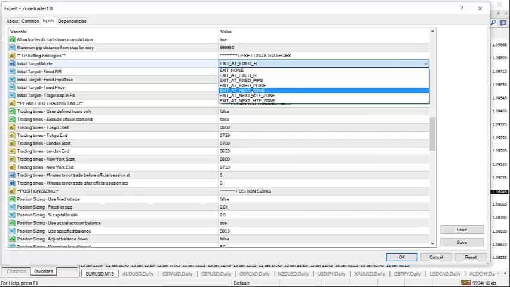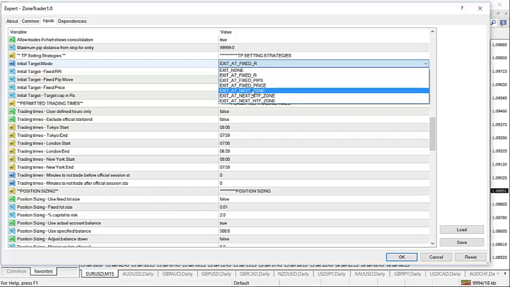Exit at next zone, that really looks for the next either same time frame zone as the trade is being placed against or higher. So if the zone you're looking at was a 1 hour zone, then it would look for another opposing 1 hour zone or higher time frame zone that actually formed before the zone that you're trading against. So that's an important point to make there. The zone you're targeting has to have formed before the zone that you're trading against.